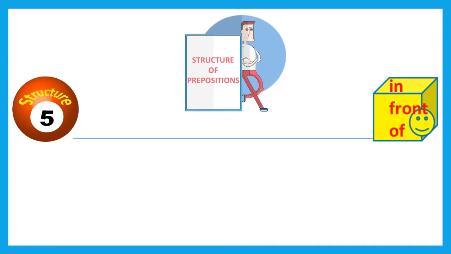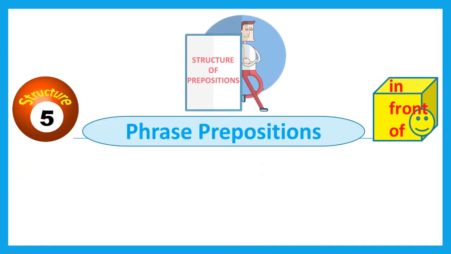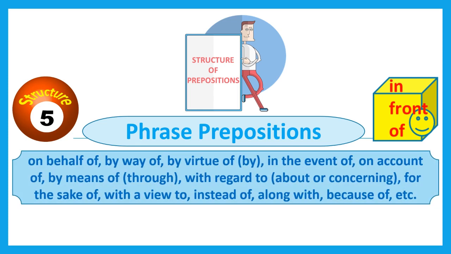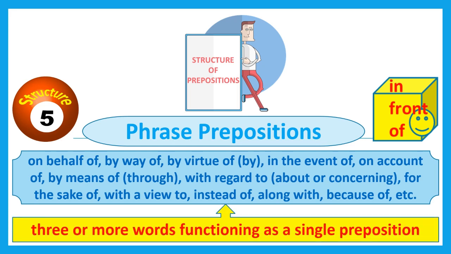Structure 5. Phrase prepositions. Take a look at the examples of common phrase prepositions. These prepositions are called phrase prepositions because they consist of three or more words functioning together as a single prepositional unit.